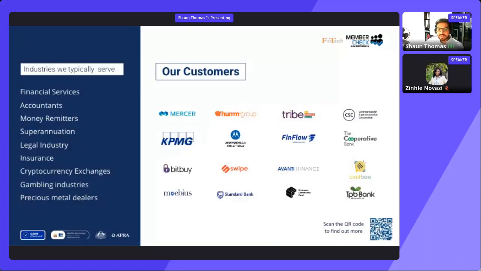Here are some of the clients that use our service, as well as the typical industries that we serve. As mentioned, MemberCheck is our risk and compliance solution. However, we do have a sister company called G Payments, which offers fraud management solutions.